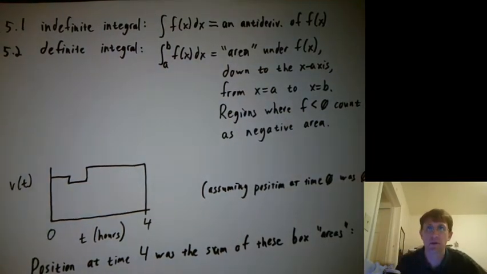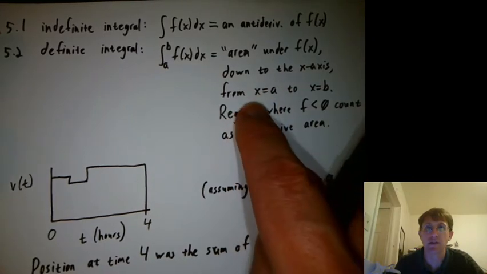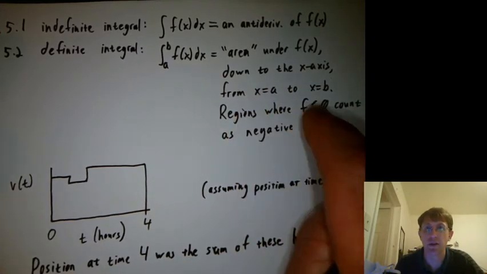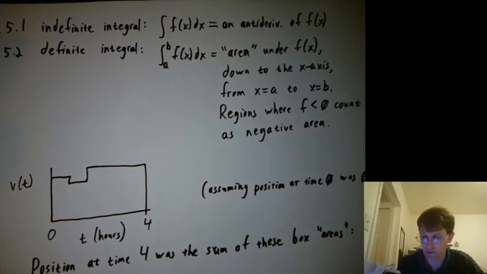In the new interpretation we have of area under the curve f of x down to the x-axis, starting at x equals a, going to x equals b, and any regions where f is negative count as negative area, like we just said in the last video.